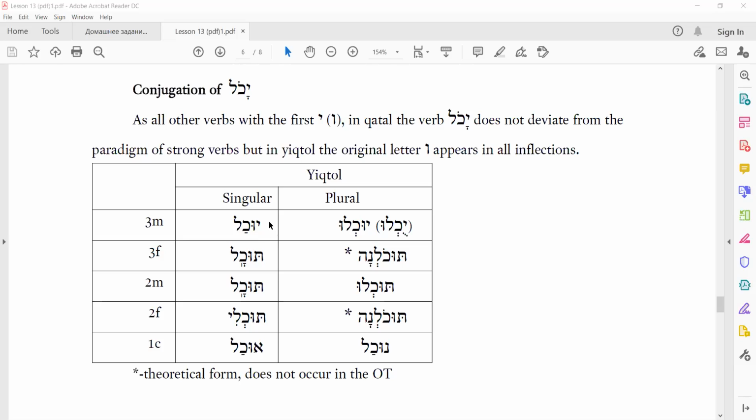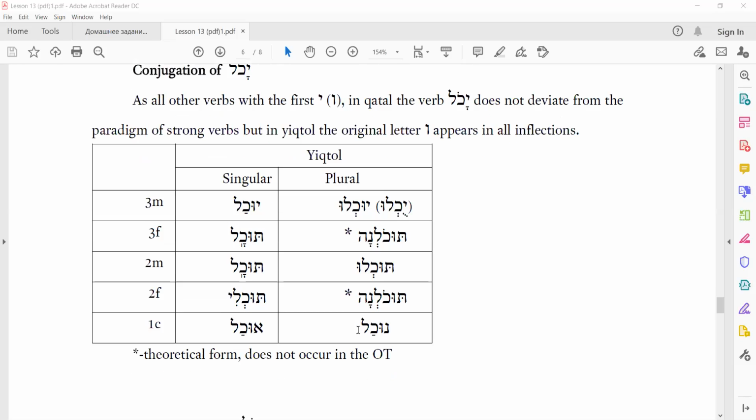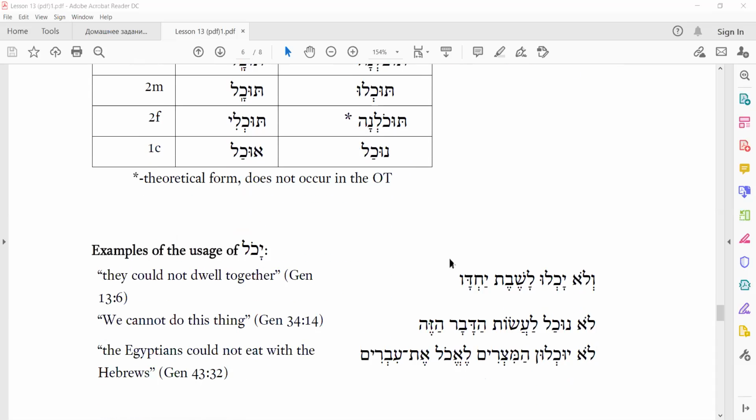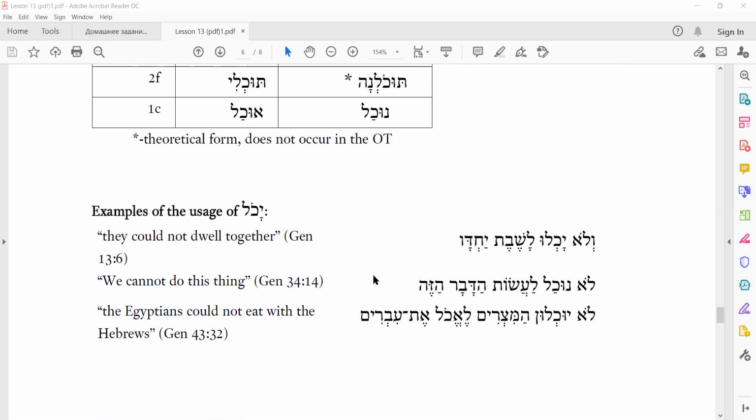there is a kind of conflict. So what happens here? In yiqtol conjugation, this original vav comes back. And it appears in all forms of the yiqtol: yuchal, tuchal, tuchal, tuchli, uchal, yuchli, yuchlu, tuchalna, tuchlu, tuchalna, and nuchal. So this vav always appears in this verb, and it may seem a little bit strange, but we just need to recognize this verb when we find it in the text. Okay?